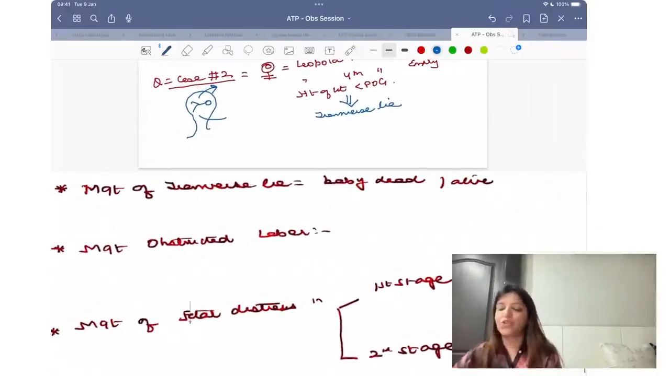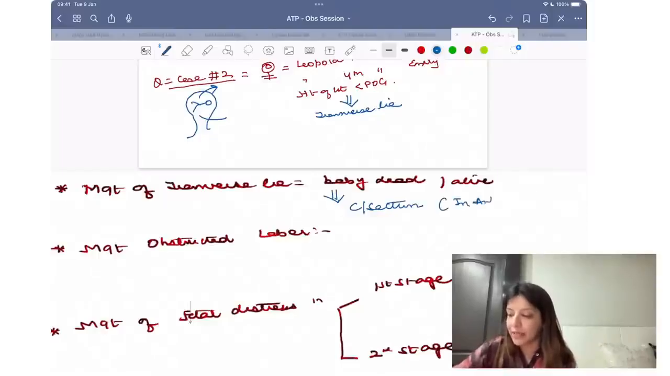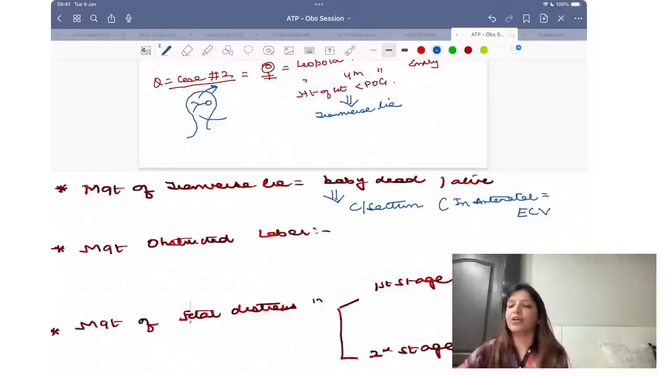My next question, what is the management of transverse lie? Whether the baby is dead or whether the baby is alive, management of transverse lie always is cesarean section. In antenatal period, I can try external cephalic version, right? In antenatal period, external cephalic version, but otherwise the management is cesarean section.